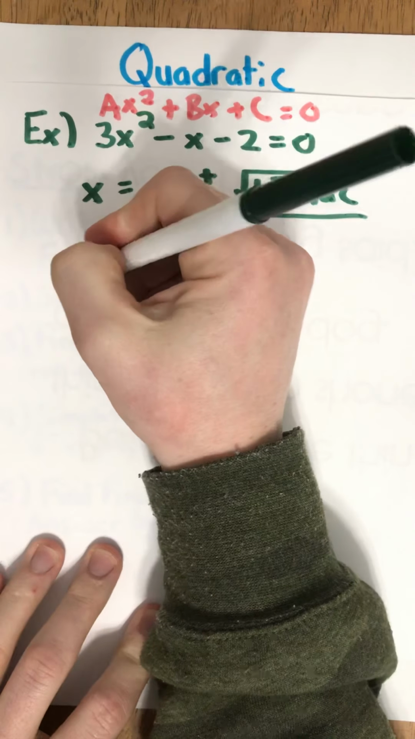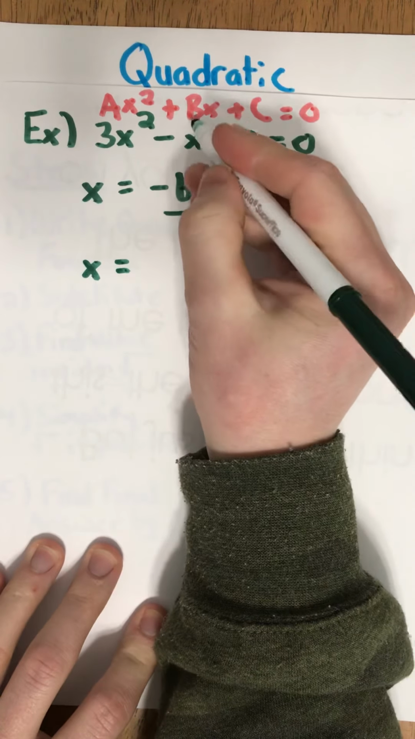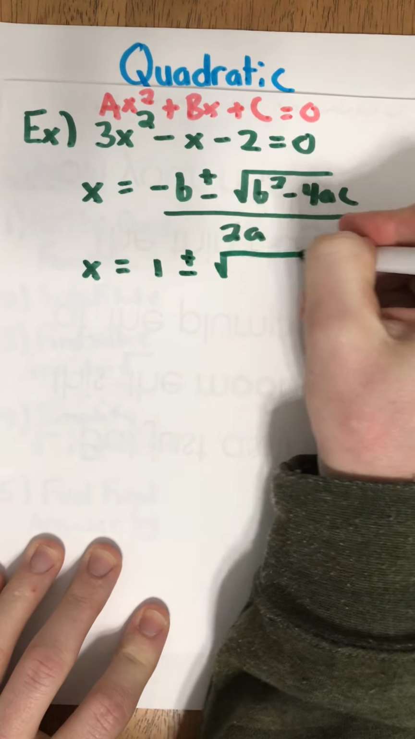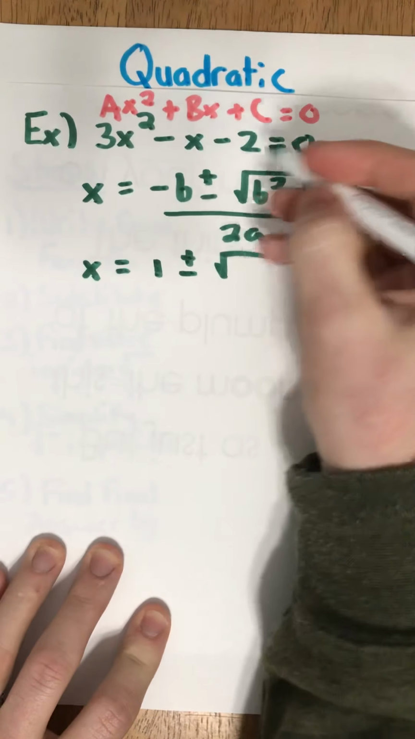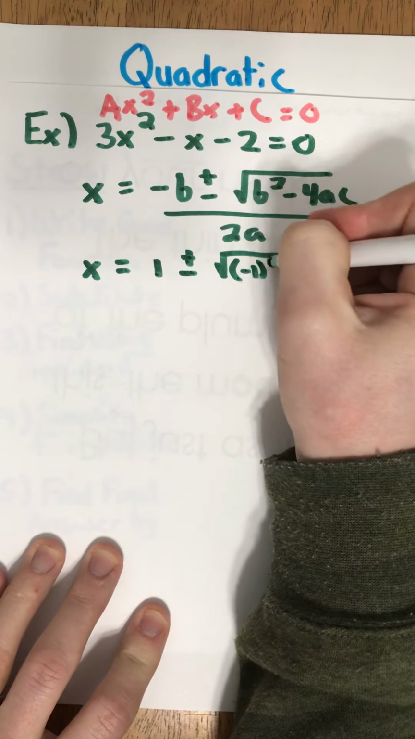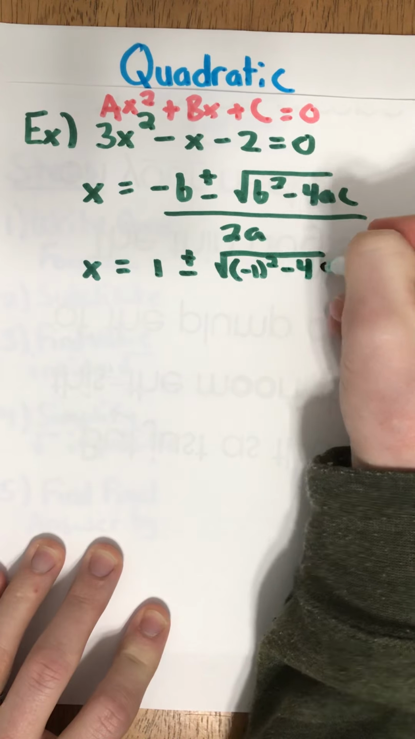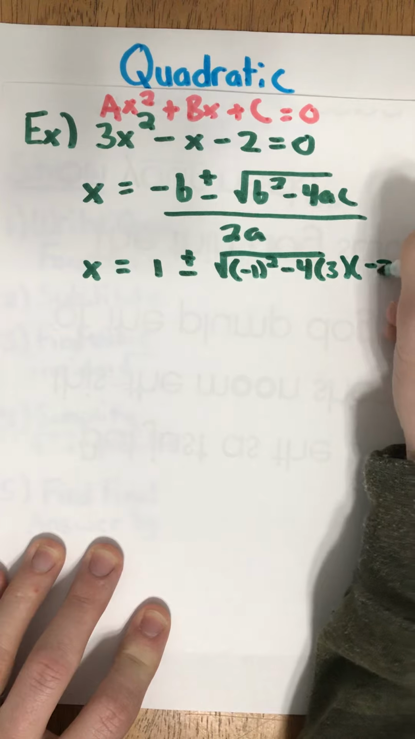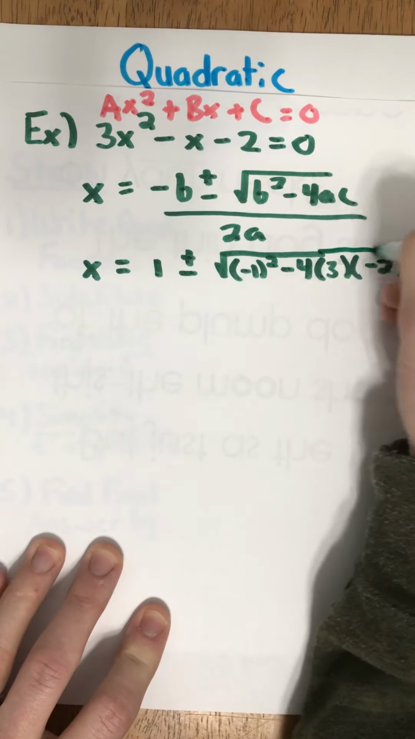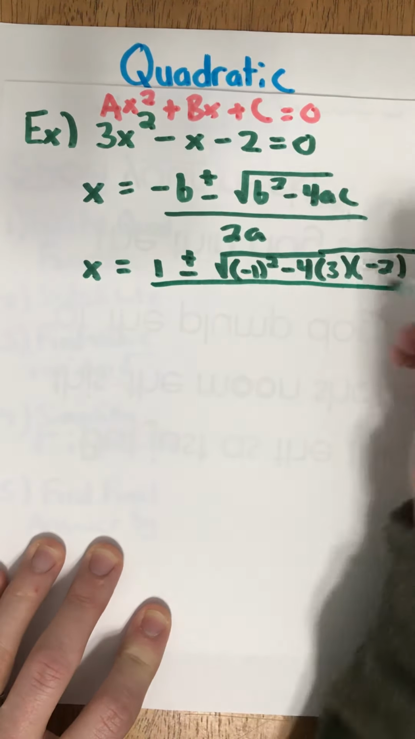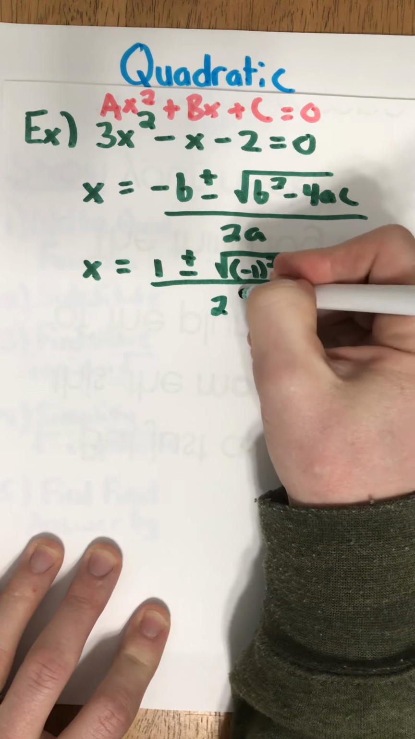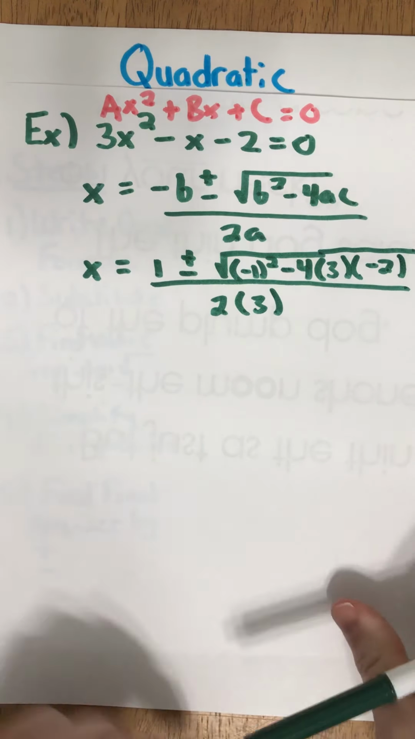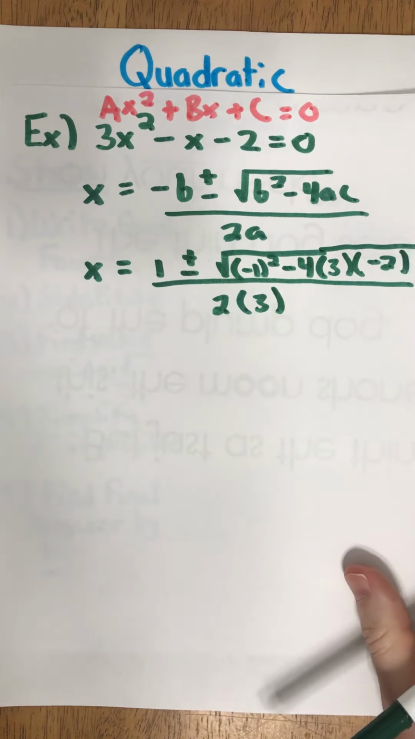So I'm going to have x equals the opposite of negative 1, so positive 1, plus or minus the square root of b, so negative 1 squared, minus 4, a is 3, and c is negative 2. And all this is going to be divided by 2 times my a, which is 3. All right, so this is step two, just substituting in the problem.